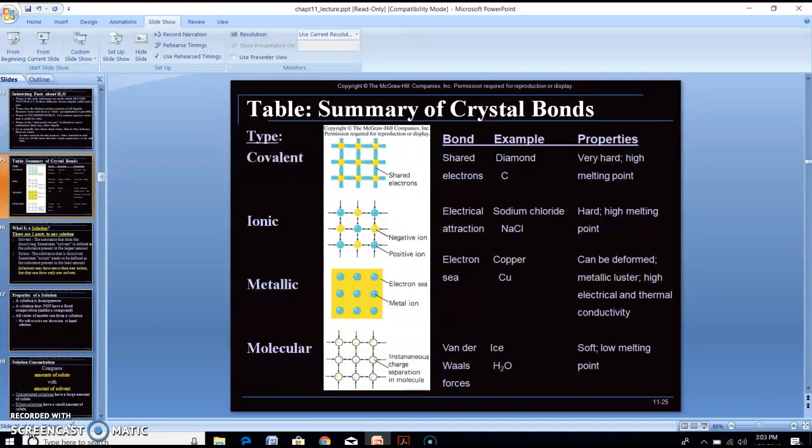This is the summary of the crystal bonds. The covalent, they share the electrons. Examples of covalent bond crystals are diamonds, and they are very hard and they have a high melting point.